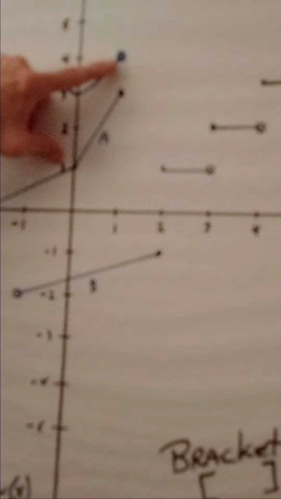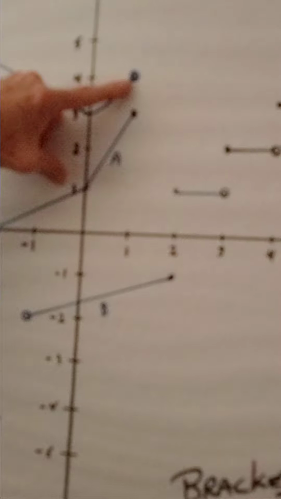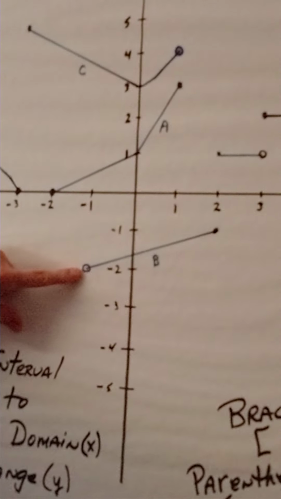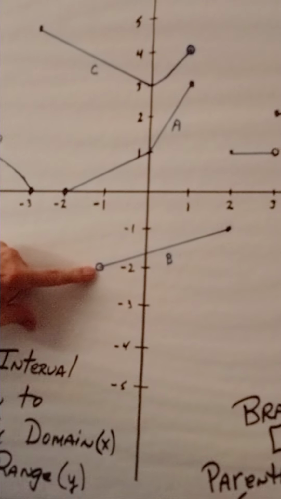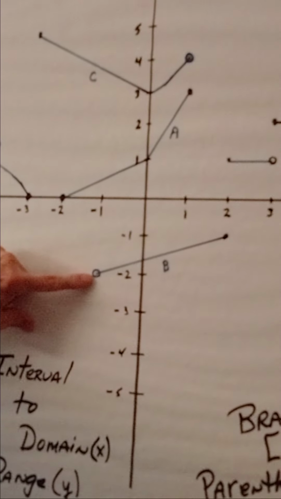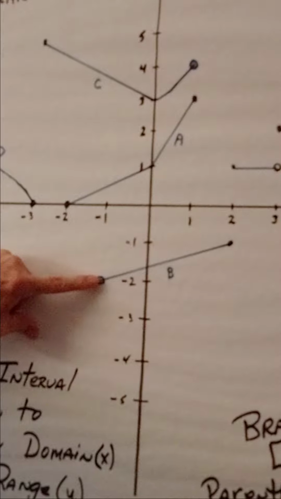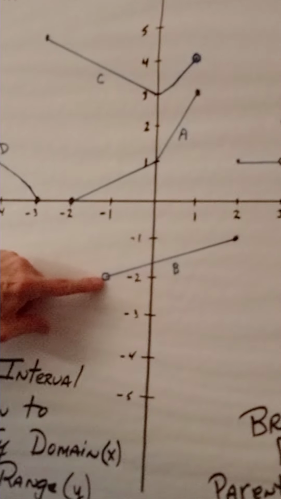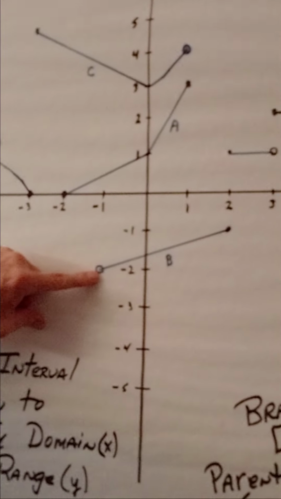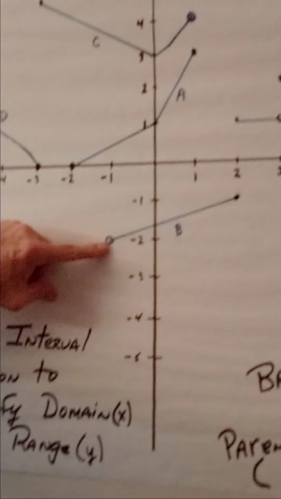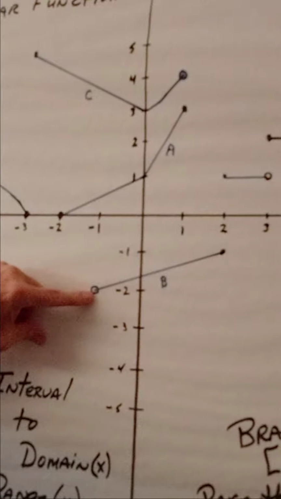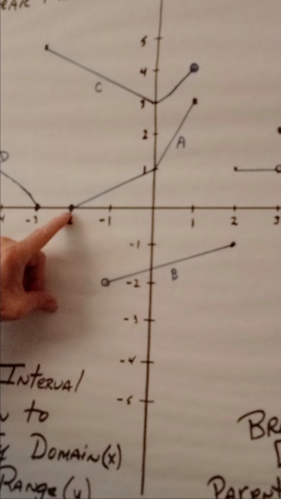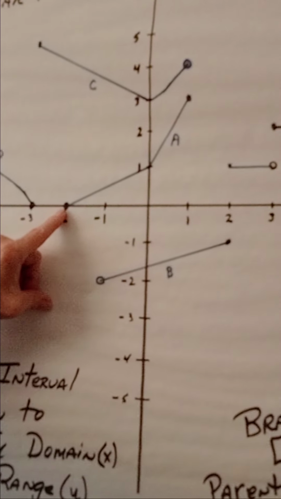An open circle here, I'll just hold it right there. An open circle indicates two things. The graph does not go beyond that point. It'll begin right at that point, but an open circle indicates that that point is not part of the graph. So open, not part of the graph. Closed, part of the graph.